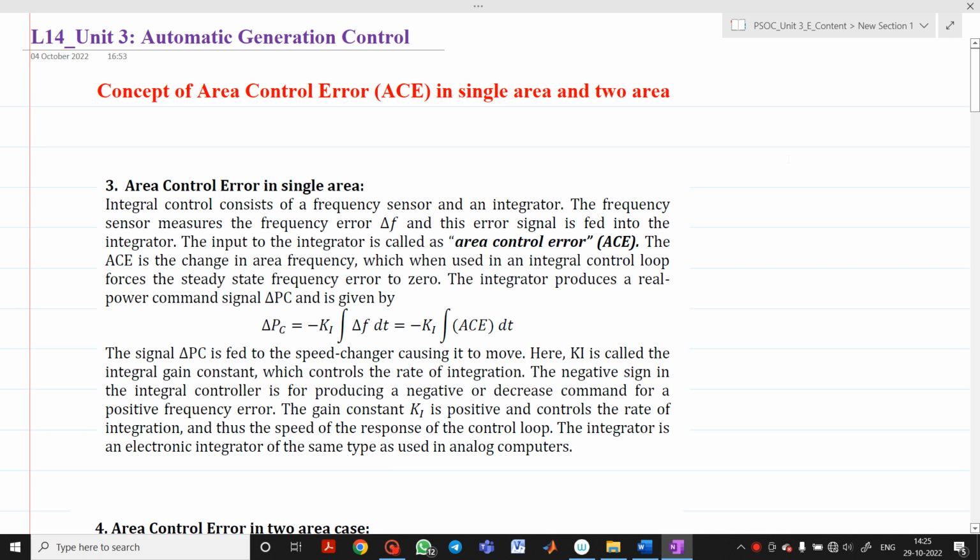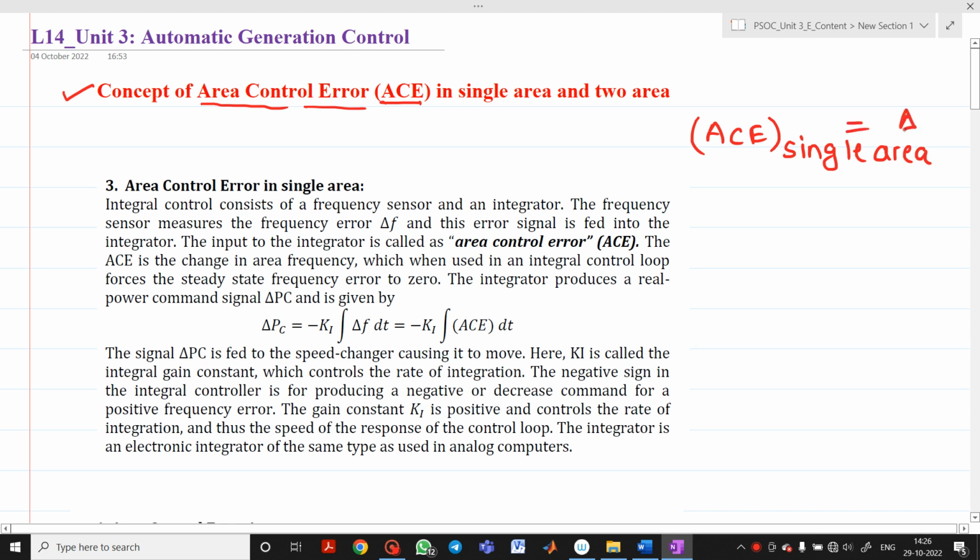In this video lecture, we are going to see a topic from automatic generation control, and the name of the topic is the concept of area control error, that is ACE, in a single area and two area. Now in the case of a single area, the ACE is nothing but a change in the frequency. So we can write ACE for a single area. When we are talking about a single area, this ACE is nothing but the change in the frequency.